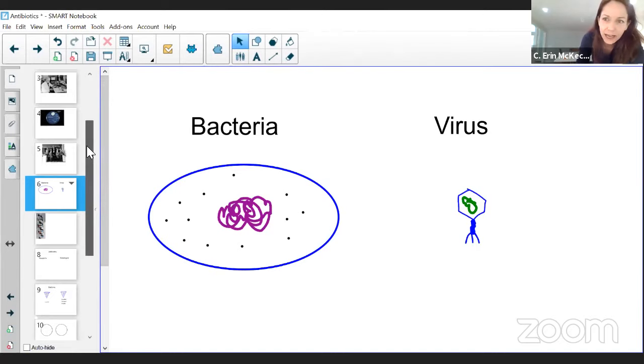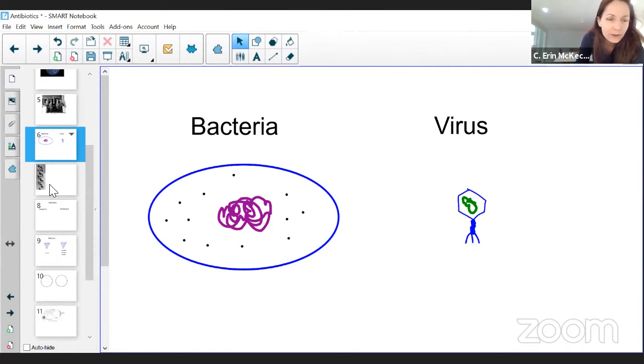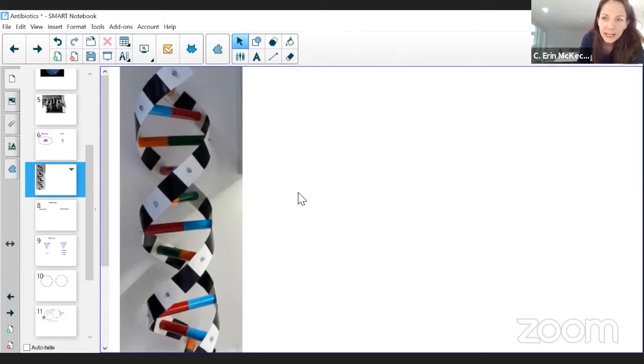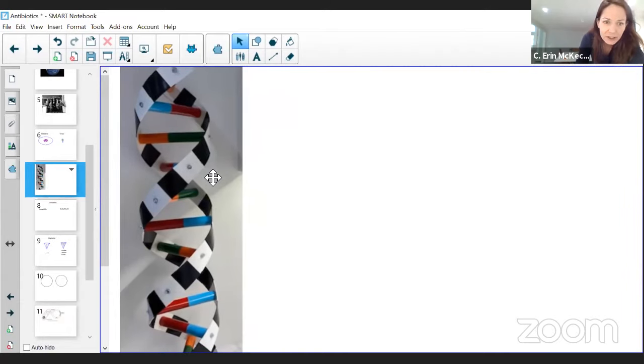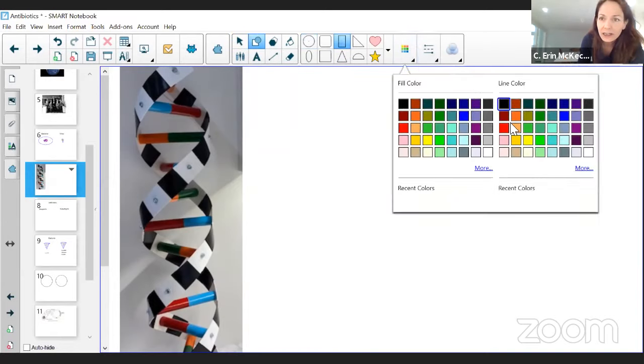So if you've done any of our classes with us before, you may have seen some images of DNA. Maybe you even did a DNA extraction. But this right here is just a picture of a model of DNA that I have. DNA carries information in it. And so let's see if I can highlight a section of that model for you.